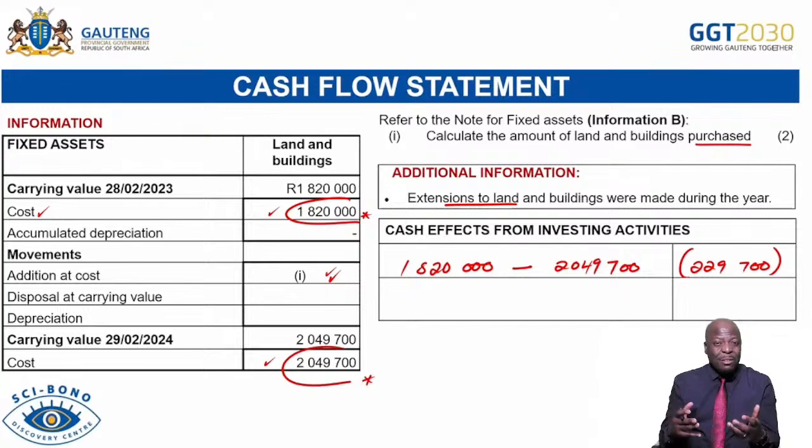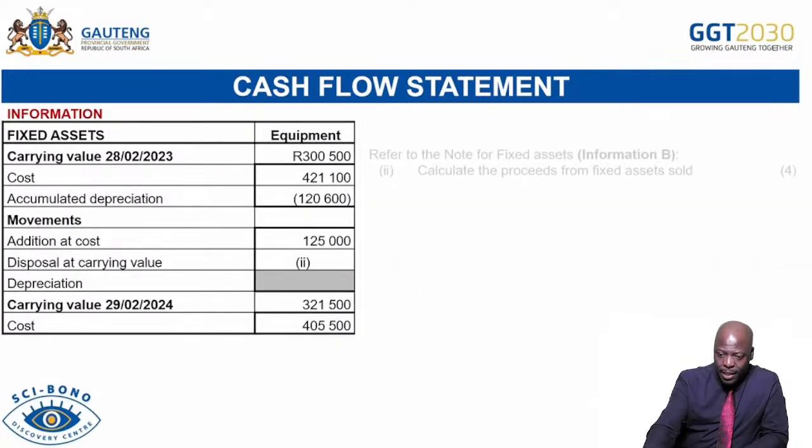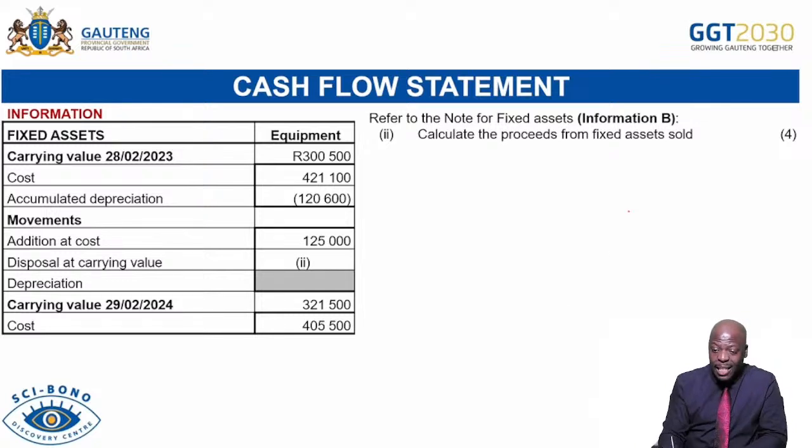Okay, so the first one was very much simple. We're simply looking at the additions, which is number one. And we know that once we have added new assets, it is a cash outflow, as we see here on the answer book. Can I go to the next one? Let's quickly do the next one. The next one says, calculate the proceeds from fixed assets sold.